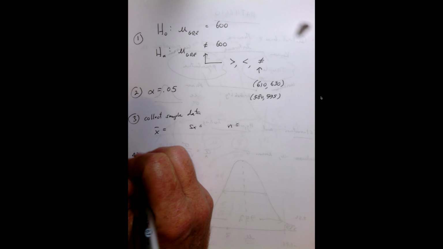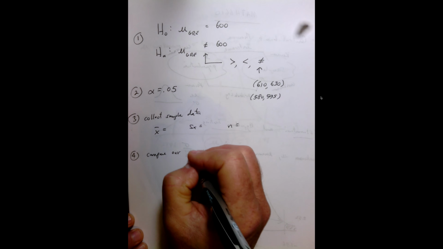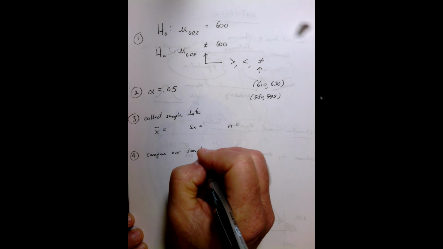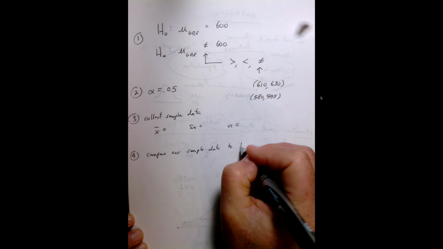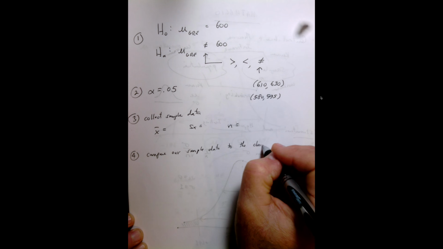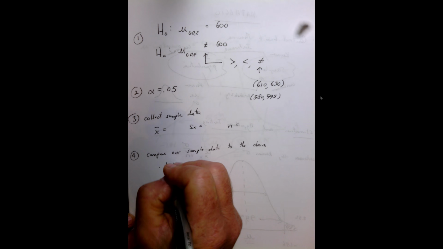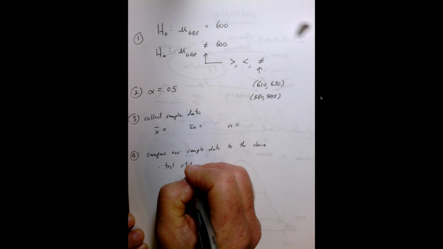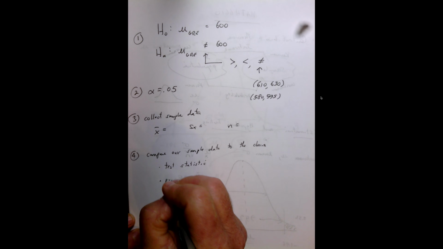The fourth thing we do is we compare our sample data to the claim, and we'll use what's called a test statistic, and we'll use a p-value.